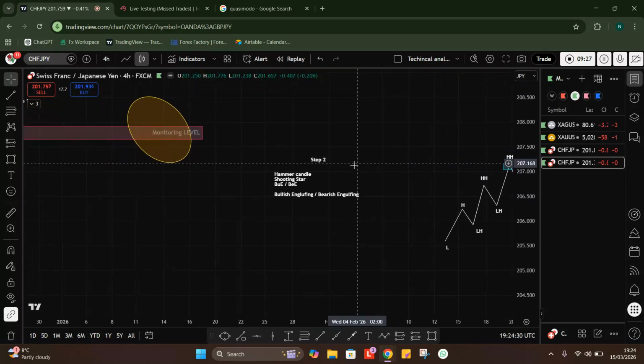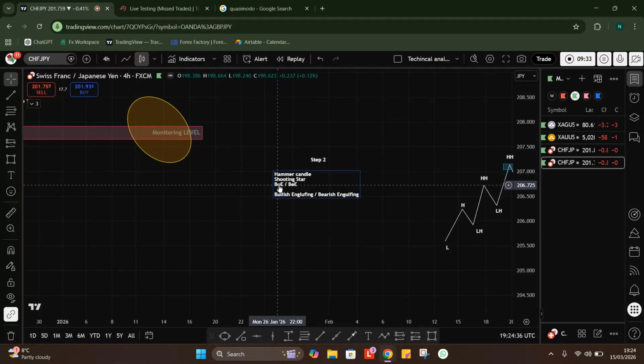Either way, step 2 is fairly simple. It's price action. So all you look for is hammer candles, shooting stars, bullish engulfings or bearish engulfings. Bullish engulfings, bearish engulfings, that's what these two stand for, okay? So just memorize these for the rest of the video.